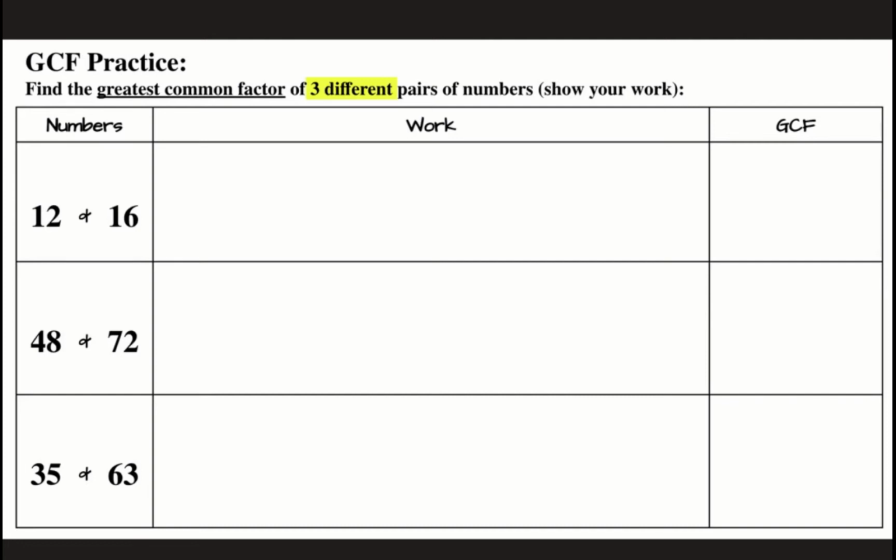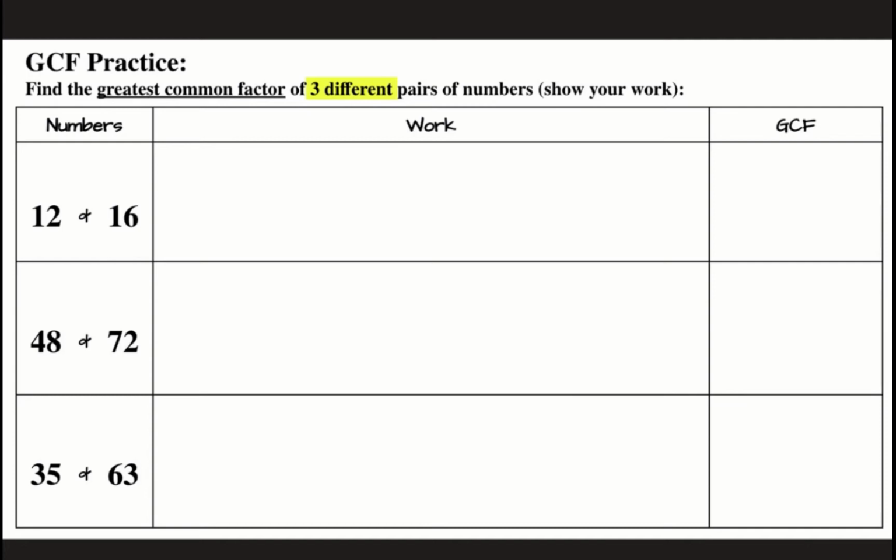Now you'll see in the directions I've highlighted 3 different pairs. In your notes, I believe it says a different number. We're just going to do 3 today. So we're going to find the greatest common factor of 3 different pairs of numbers. We're going to do that by showing our work. The first pair we're going to do is 12 and 16. Write that down. The second pair we're going to do is 48 and 72. And the last pair we are going to determine the GCF of is 35 and 63.